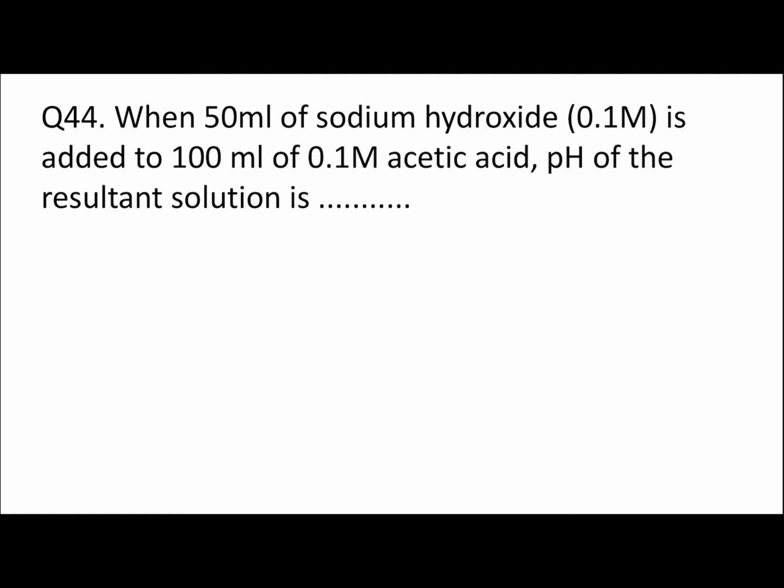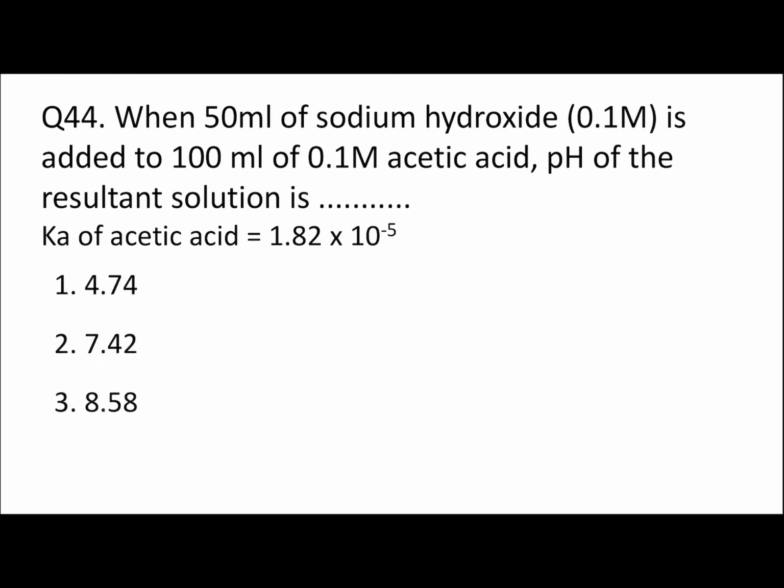Let's see next. When 50 ml of 0.1 molar sodium hydroxide is added to 100 ml of 0.1 molar acetic acid, what will be the pH of the resultant solution? We have to find out the pH of the resultant solution. The dissociation constant Ka of acetic acid is given as 1.82 into 10 to the power minus 5. Let's see the answers. 4.74, 7.42, 8.58, 7.06.